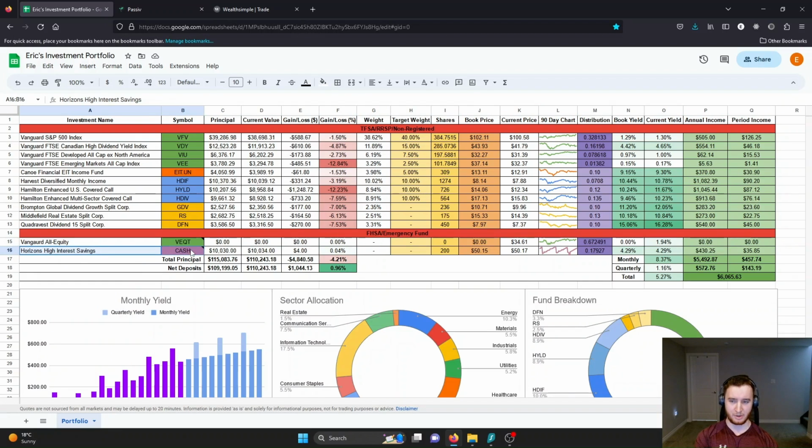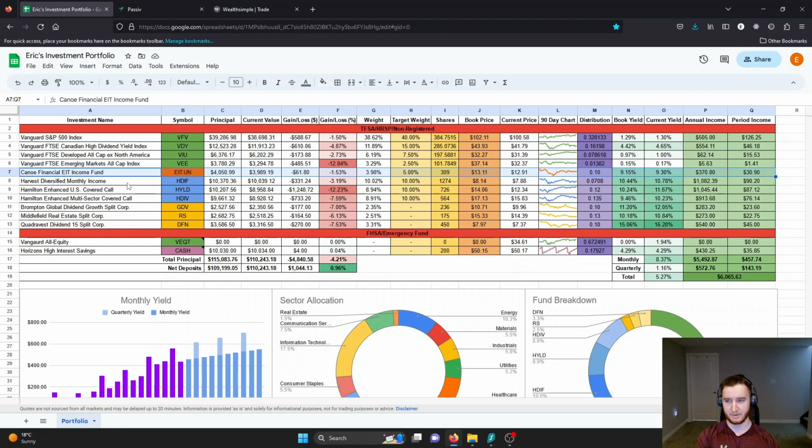And you'll notice beneath that I have my emergency fund of $10,000 located inside cash, which is just a high interest savings ETF. It gives me about $35 a month. Moving into the passive income portion of my portfolio, I have the Canoe Financial EIT Income Fund. I've got about $4,000 in that. It's giving me about $30 a month.